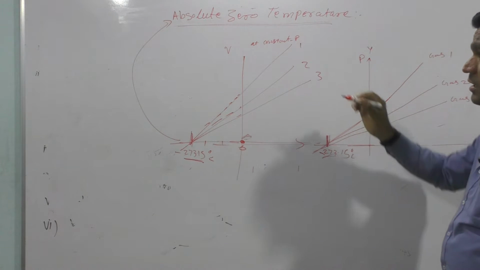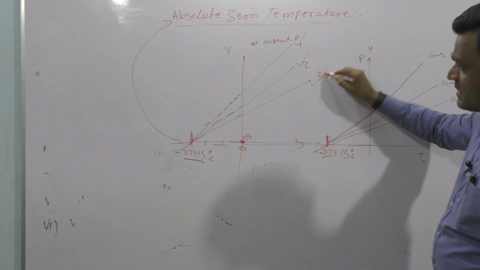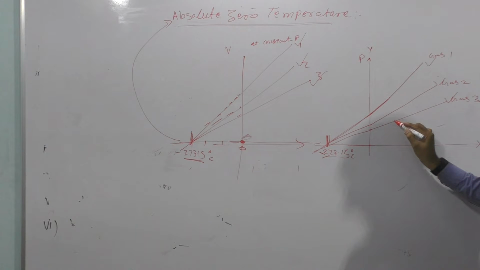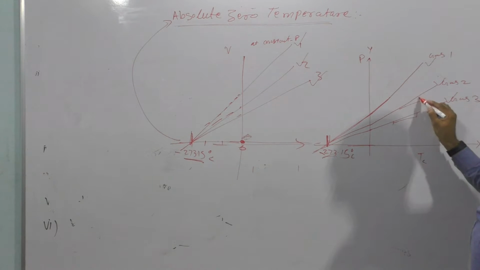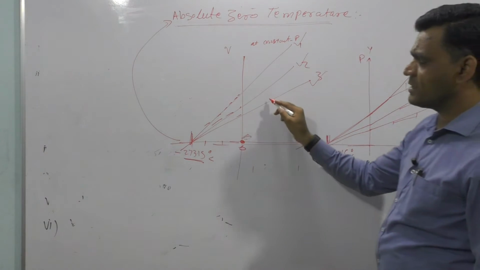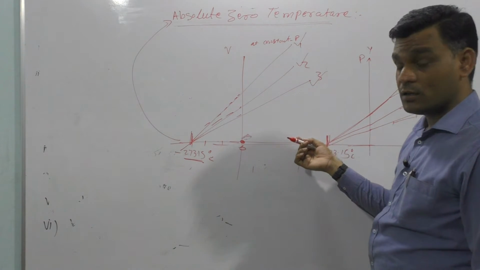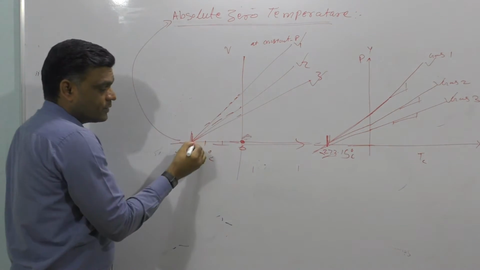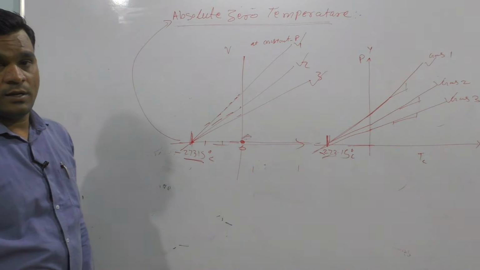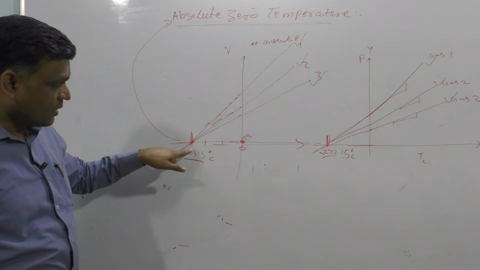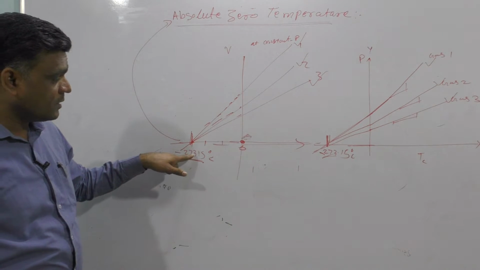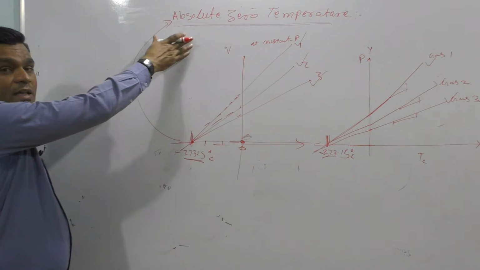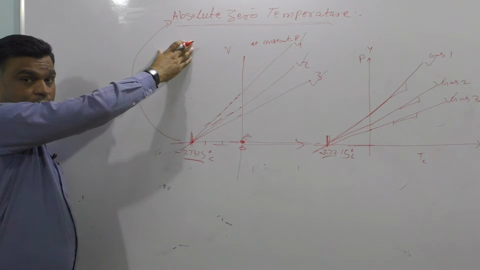One more important thing is here, we use different gases, gas 1, gas 2, gas 3, in pressure also. The slope of the graph is different in each case, but even though, all graphs, all curves cross at the same point, and that's why this minus 273.15 degrees Celsius temperature is considered as the absolute zero temperature. Is it clear?